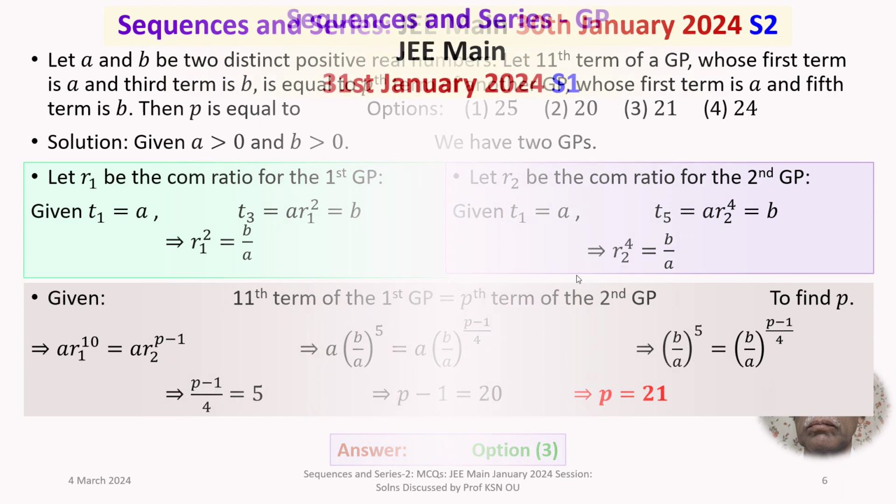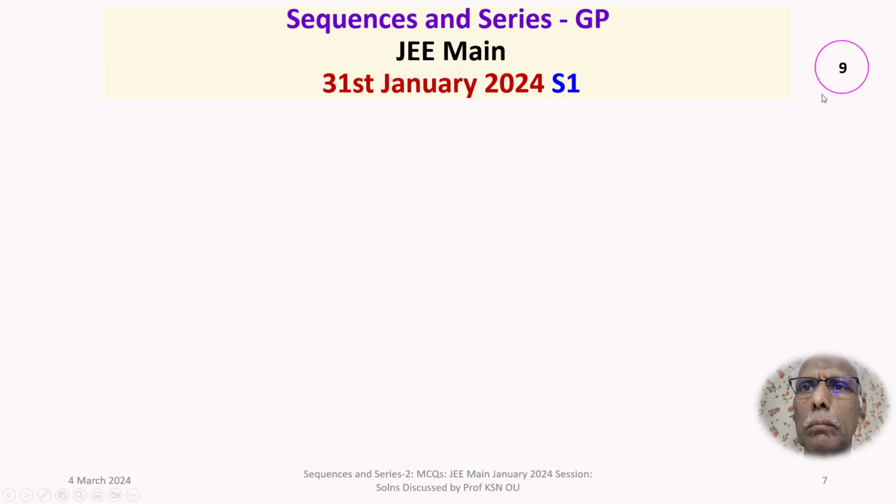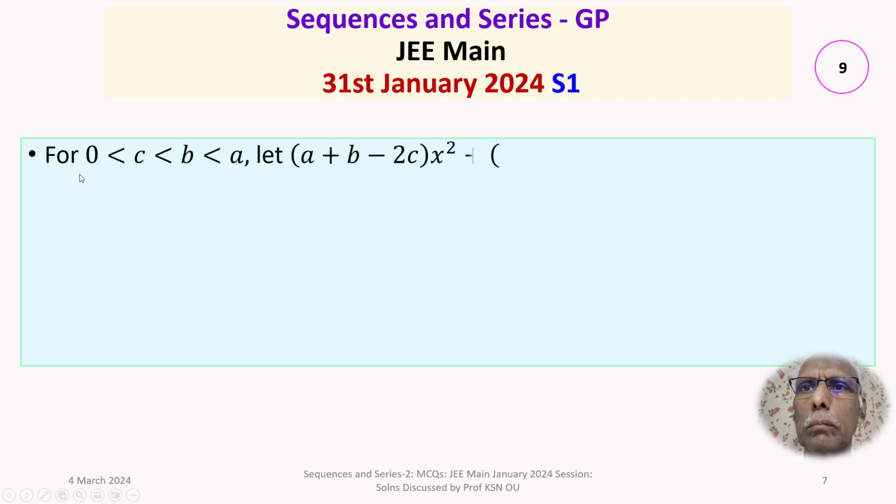Now we move on to the next problem, that is the 9th problem, and it's again from the section Geometric Progression. This question has appeared in the Joint Entrance Exam Main held on 31st January 2024 in the first session. The given question is 0 less than C less than B less than A. Let A plus B minus 2C in brackets x square multiplied by x square plus in brackets B plus C minus 2A multiplied by x plus in brackets C plus A minus 2B is equal to 0.